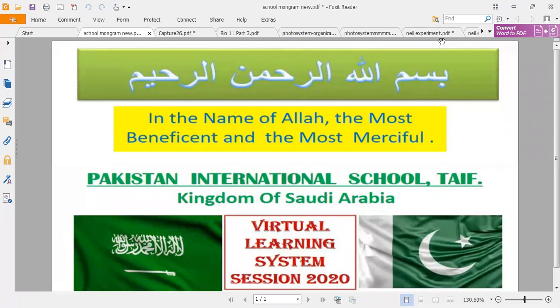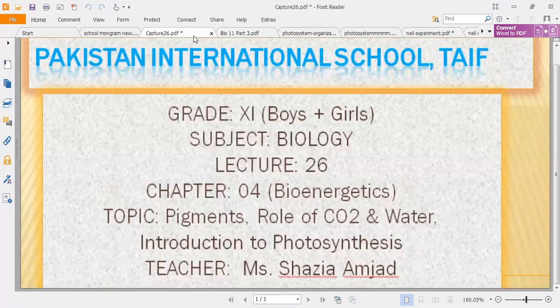This is Pakistan International School Taif virtual learning system for the session 2020, and this is biology class for grade first year. So dear students, as you know, we have started chapter number 4, in which we have discussed some introduction about pigments as well as some introduction of chlorophyll and the role of light in photosynthesis. This is from chapter number 4, that is bioenergetics.